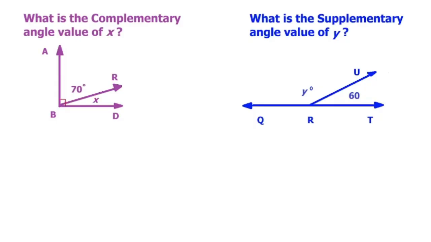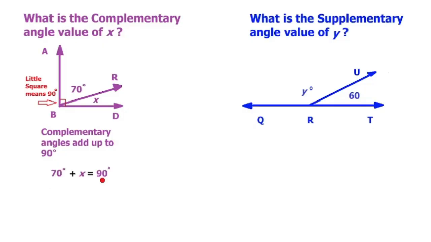So let's start with this side. Complementary angles add up to 90 degrees. So this little box here means that this angle is 90 degrees. The little square means 90 degrees. So we know that these two angles will add up to 90 degrees, and that's the meaning of a complementary angle. Okay? So now, to find x, we know that we just add these two together and they're going to equal 90. So 70 plus x equals 90 degrees.